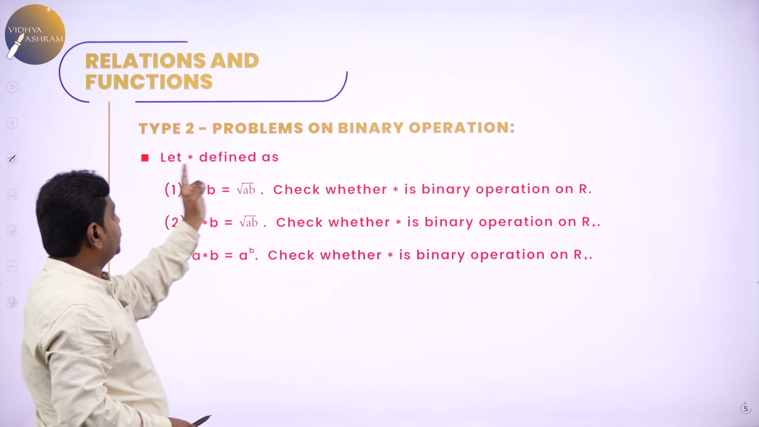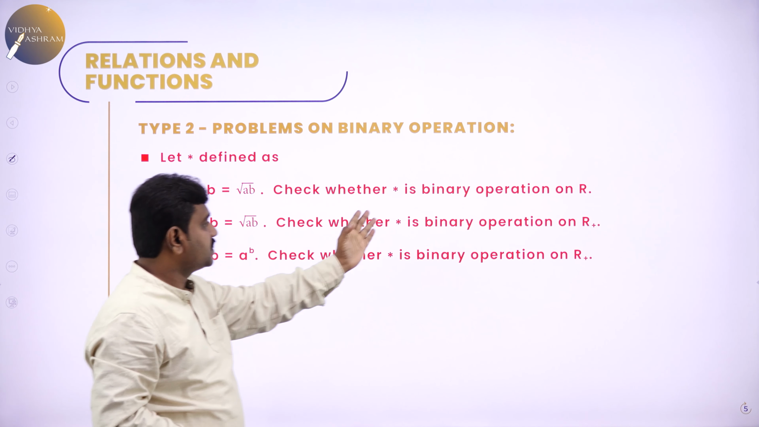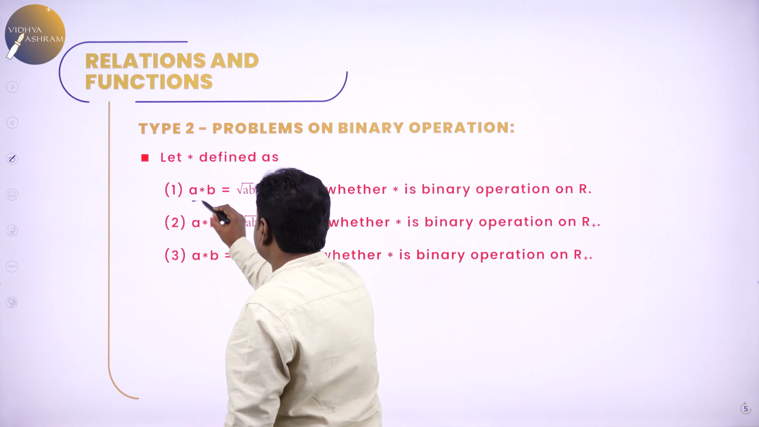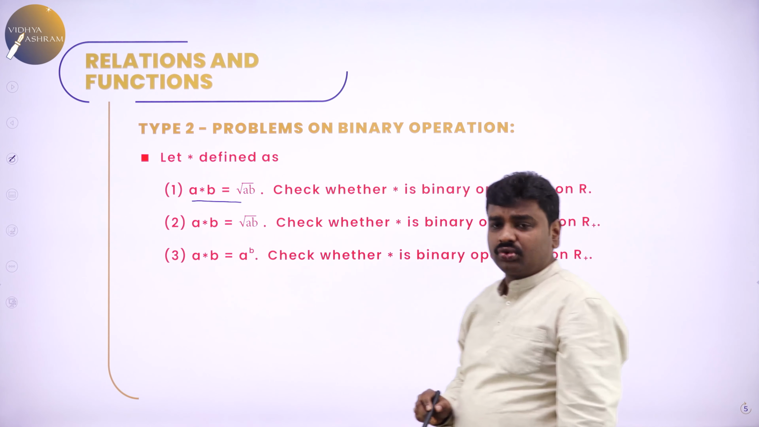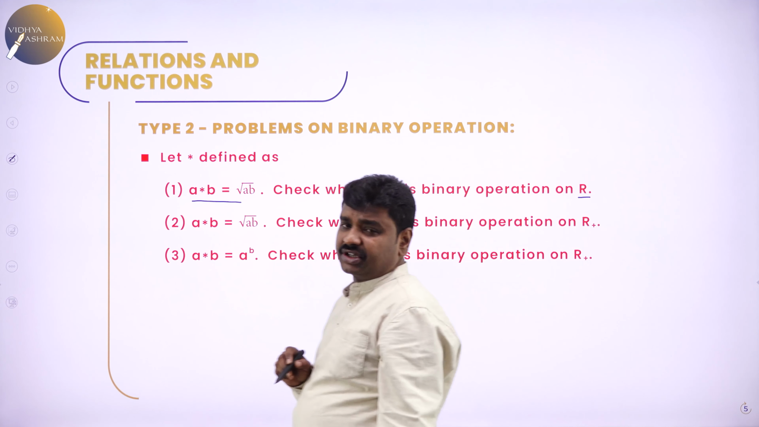Now let star be defined as a star b equal to root ab. Check whether star is a binary operation on R. So first question, let me solve the first question. A star b is root ab on R. I want to check whether it is a binary operation.